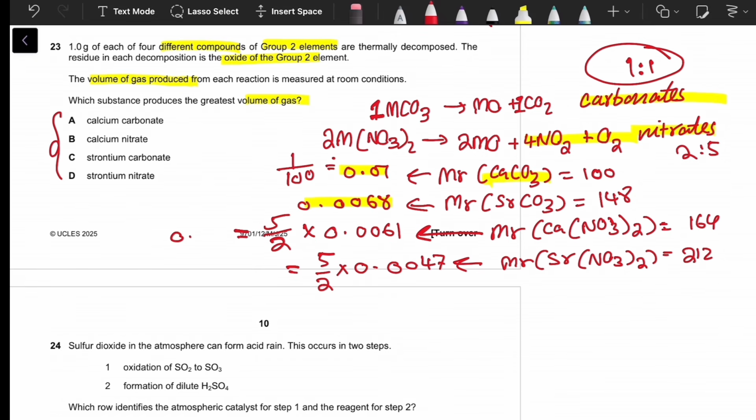So we'd get 0.015 moles of gas produced in this one, and we'd get 0.012 moles of gas produced here. Amongst all of these, the highest number of moles is in here, calcium nitrate, thus the largest volume. So our answer must be option number B.